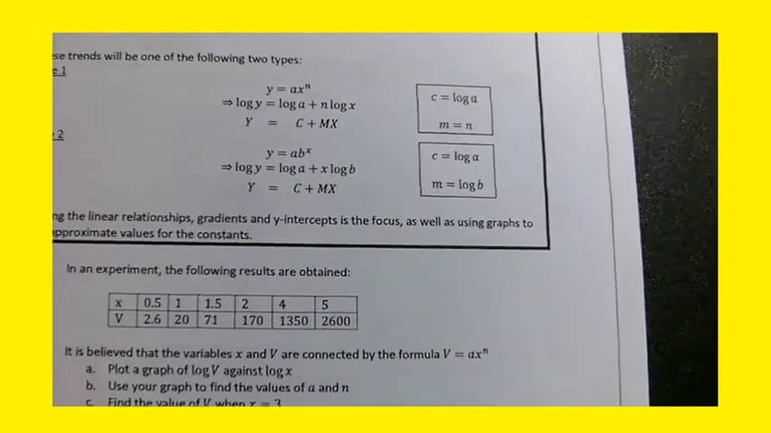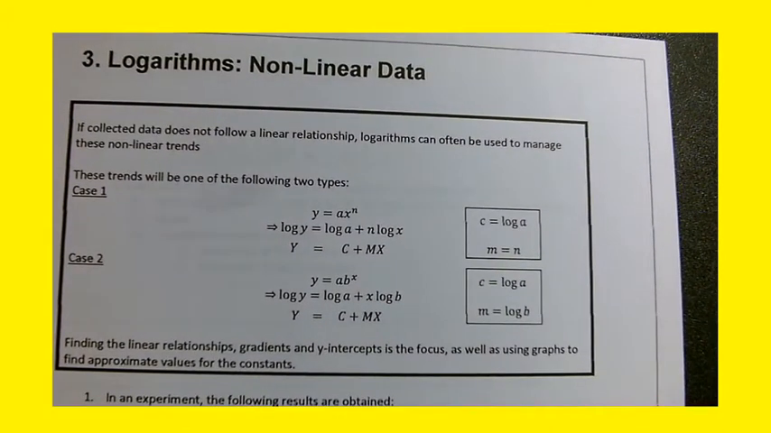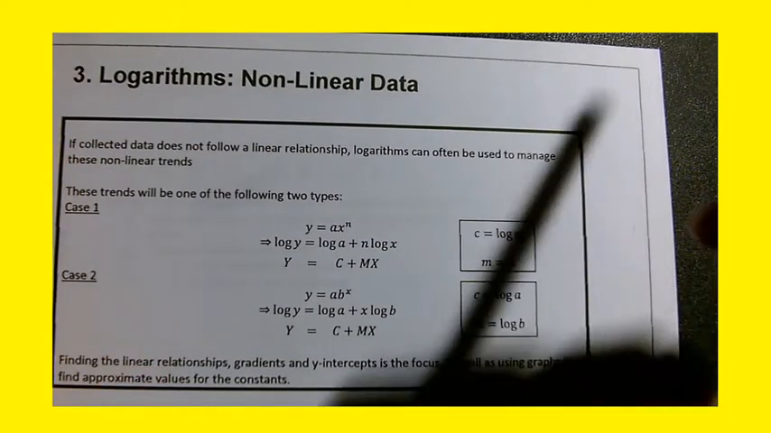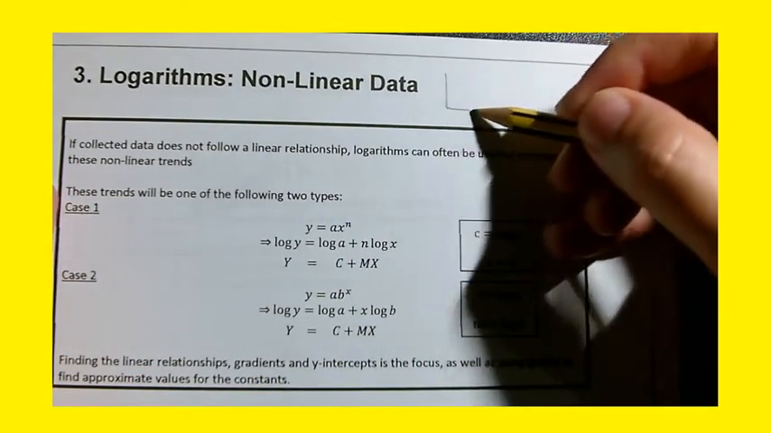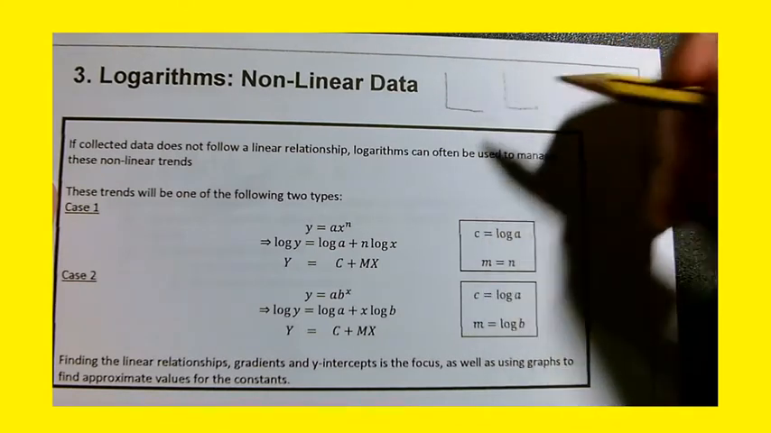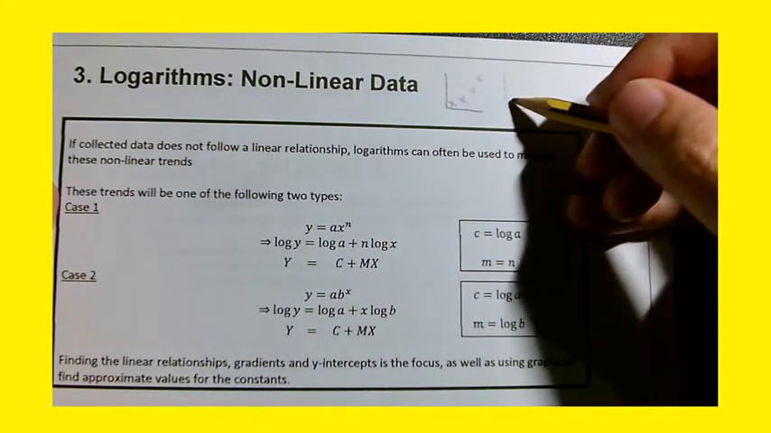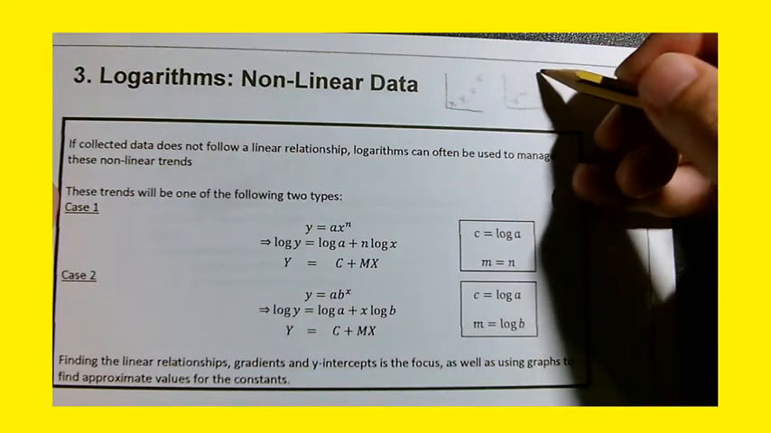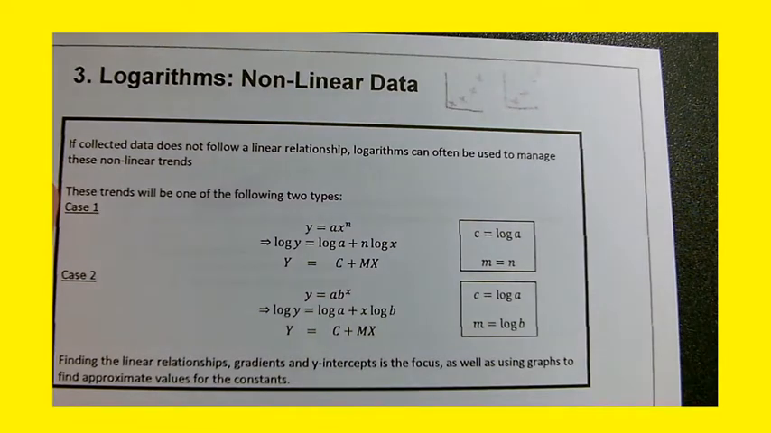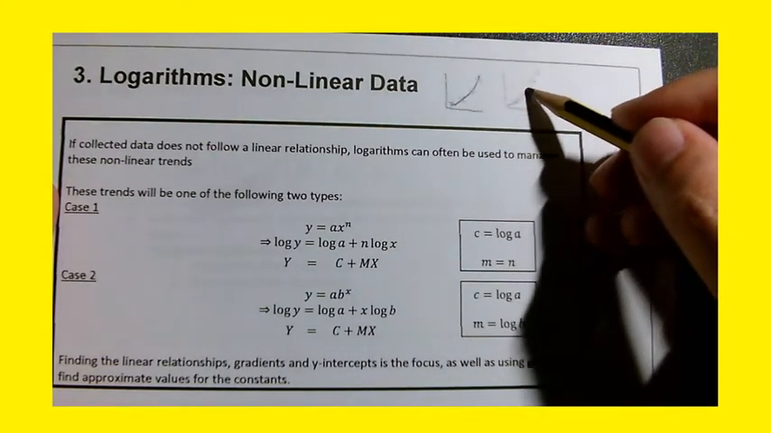So, what is the point of using logs with nonlinear data? Well, imagine I had 2 graphs, and I put some raw data. And when I put the raw data, I could see a pattern emerging. And the pattern could be an exponential equation, it could be a polynomial equation.